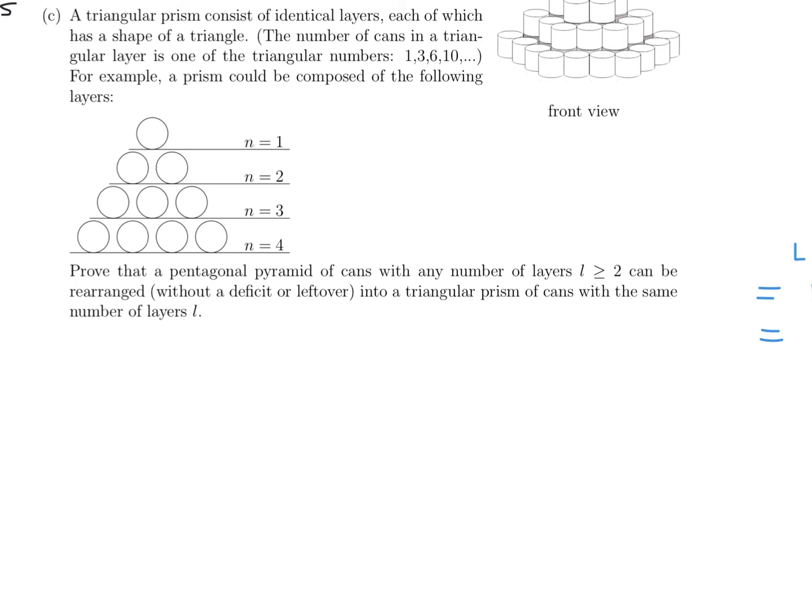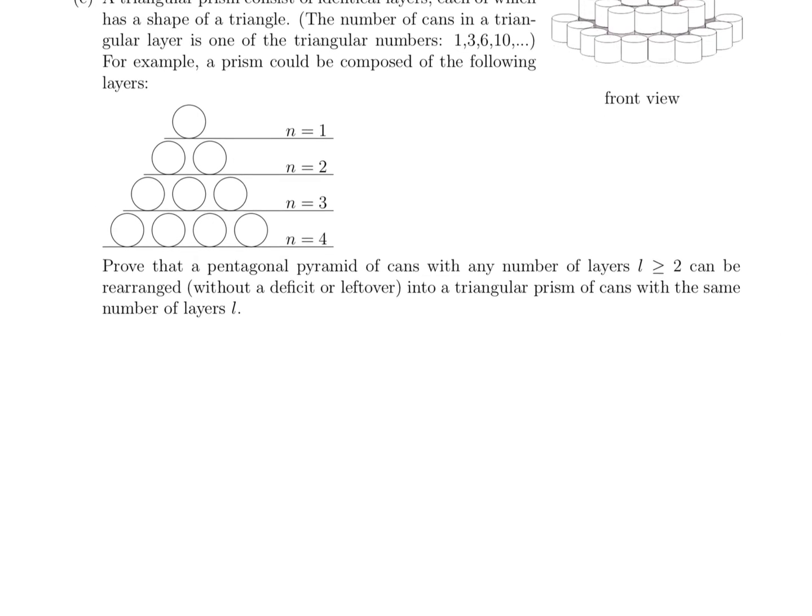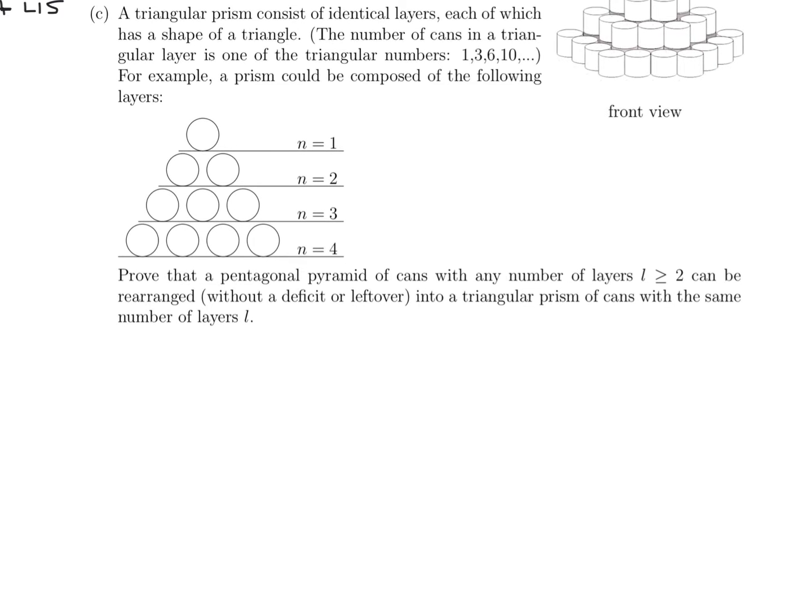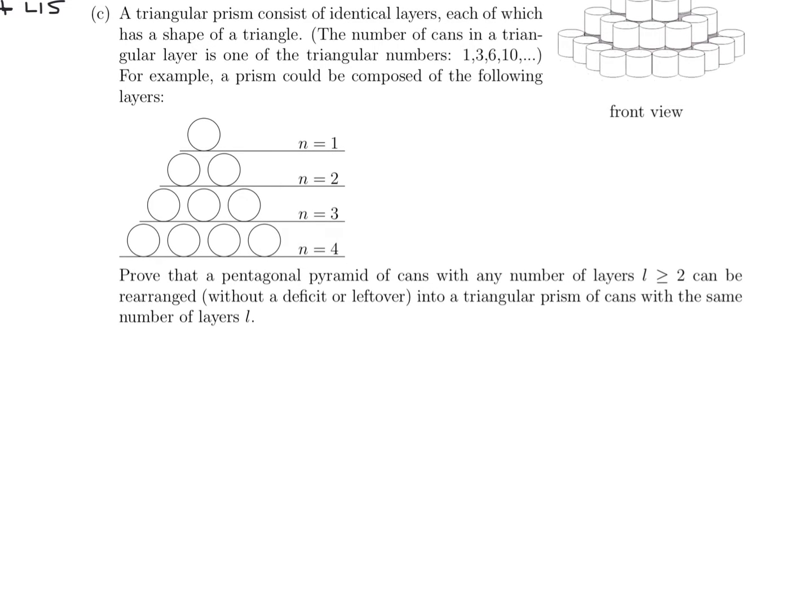Okay, so let's see here. We are told that layer 1, I'll just do it up here, is 1. Layer 2 is 2. Layer 3 is 3. Layer 4 is 4. Like that in this diagram. But that's just the rows. What we really want to get is the actual number in the total.